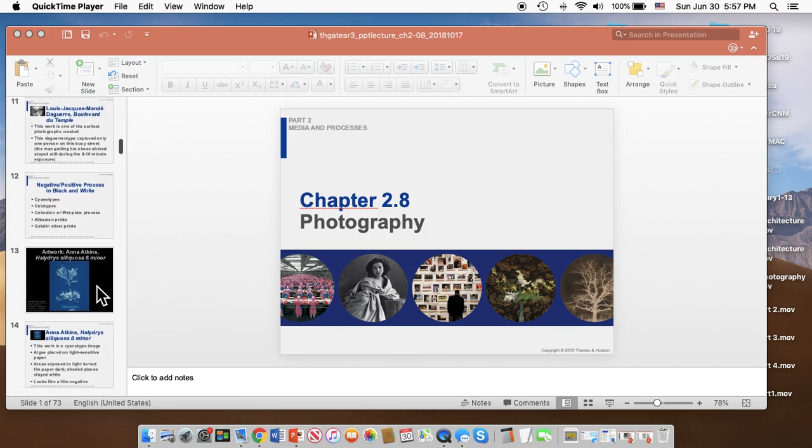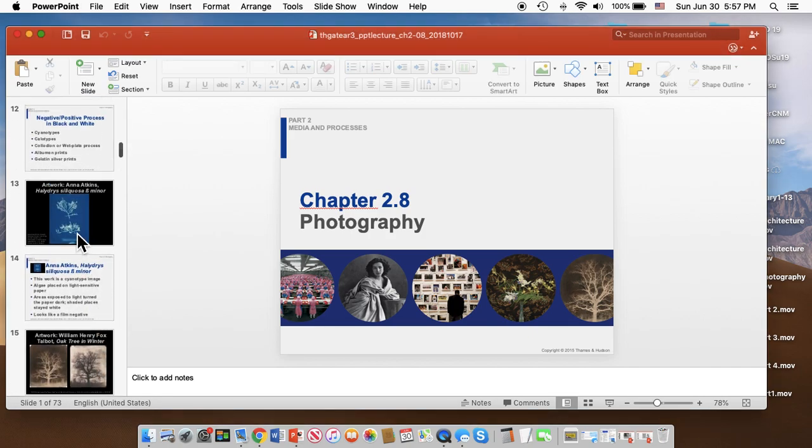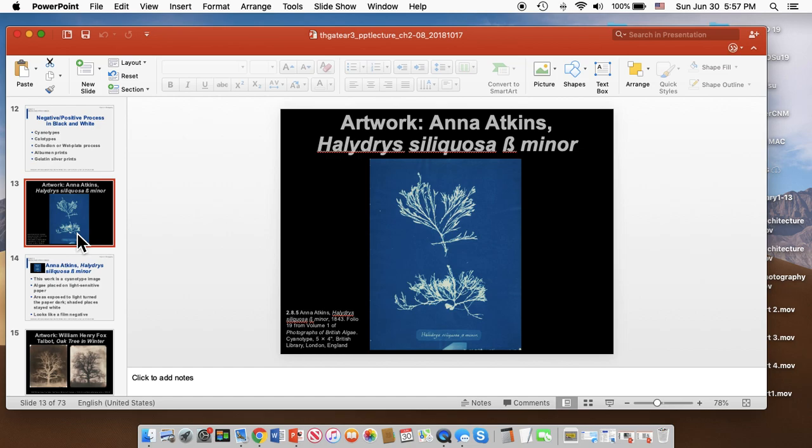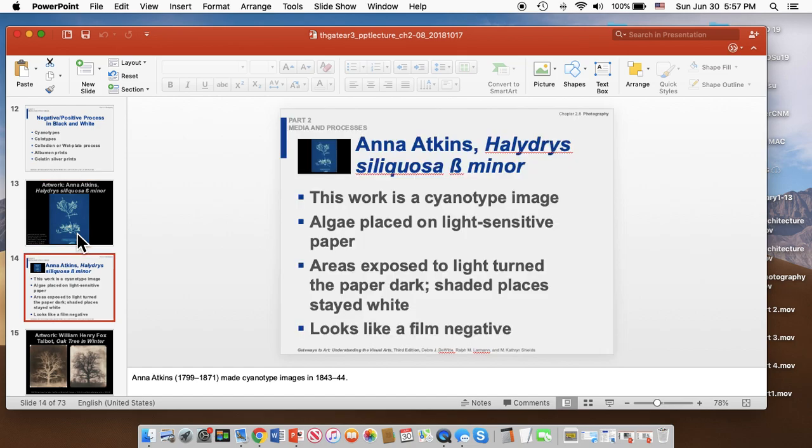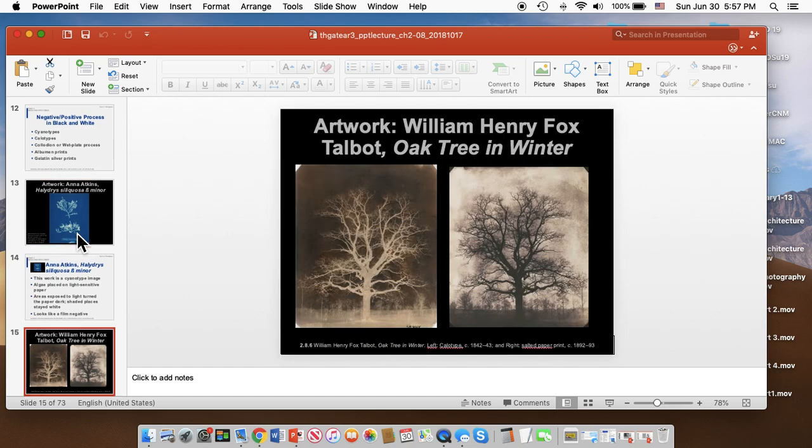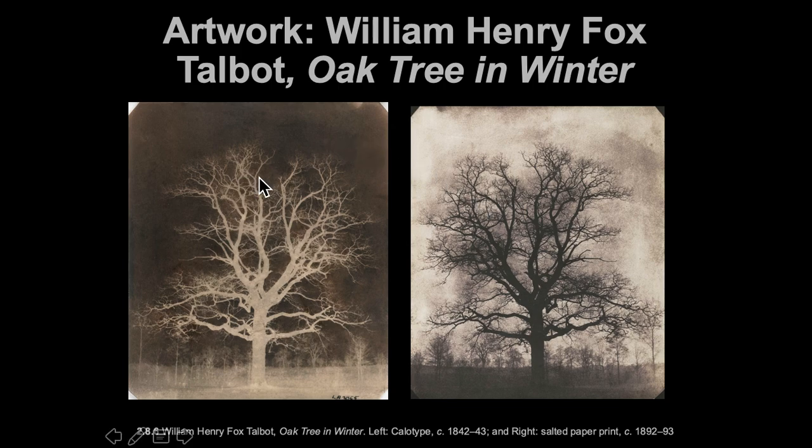Photography. We're in part 2. We looked at blueprinting, and it's the same thing as cyanotype. Now we're going to look at William Henry Fox Talbot, and we're going to look at a cyanotype on the left, a calotype on the left, and then a print on the right.